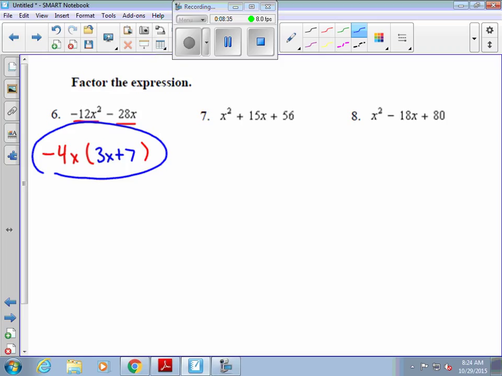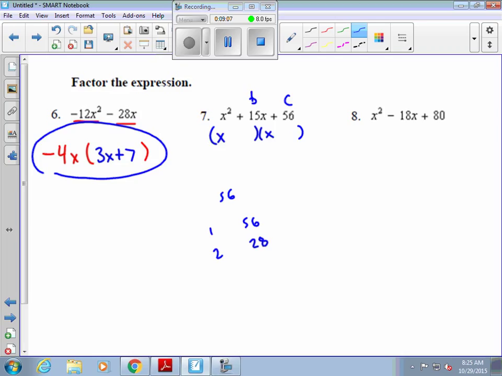For number 7, you have a trinomial. That means you need to make 2 binomials out of this one. Its a value is 1, so you do x times x to get x squared, and you factor out c. Your factors of c that get you to b's value are, in order to get to 56, you can do 1 times 56. It's an even number, so you know 2 goes into it. 2 goes into 5 2 times, so it's got to go in 6 times, got to go 3 more, so it'll be 28.